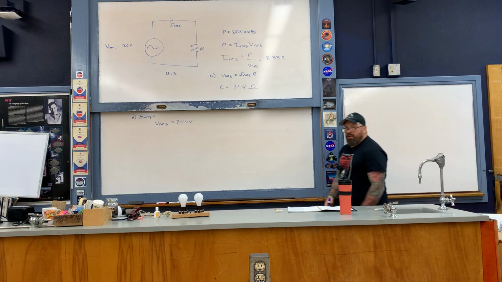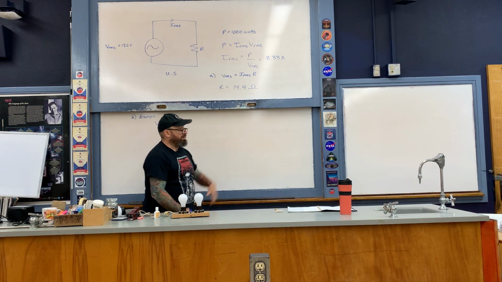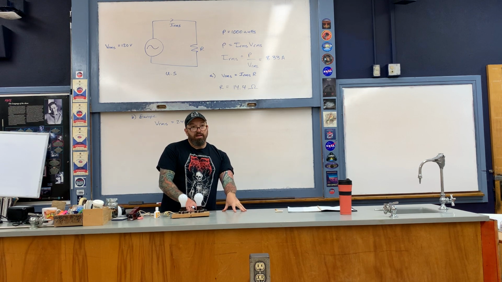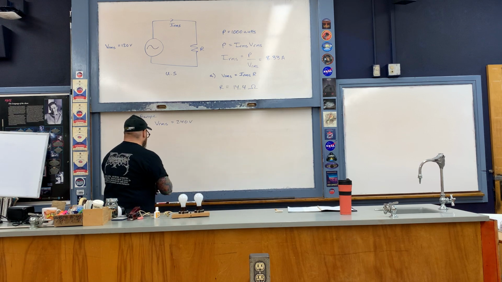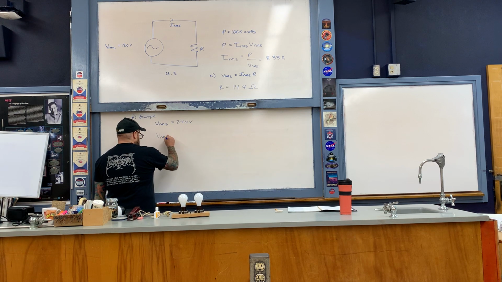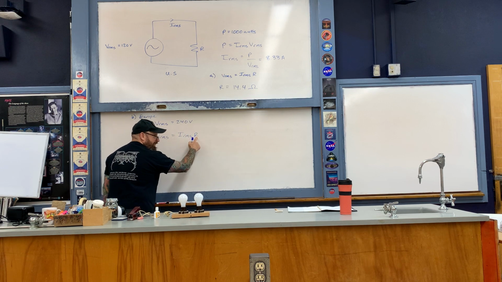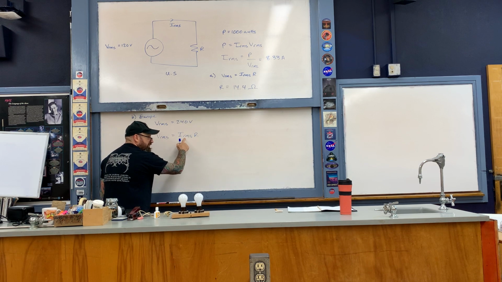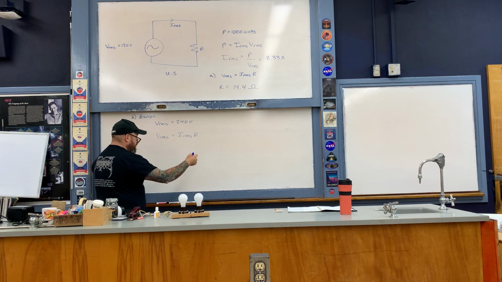In part B, it now asks us, what would happen if you take the same hairdryer to Europe when it's connected to 240 volts instead? Let's see what occurs. VRMS is equal to IRMS times R. It's the same hairdryer, but this right here is 240 volts. So let's calculate the new current that's drawn if you plug it in Europe without an adapter.